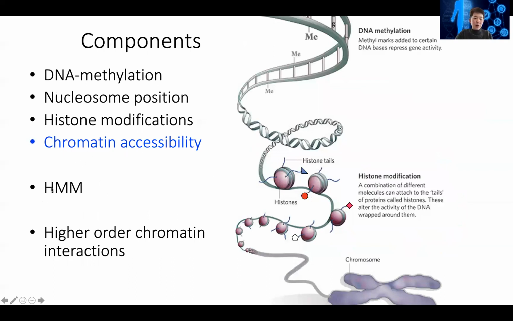In the next lecture, we're going to have a swap. We'll first have the hidden Markov model lecture, which is related to chromatin accessibility and histone modification. Then we talk about higher order chromatin interactions. That will conclude module 2.